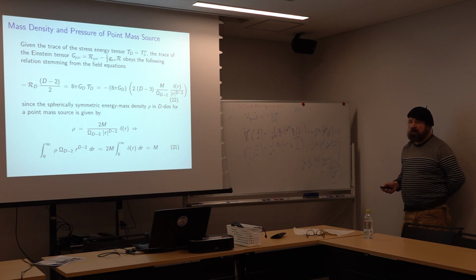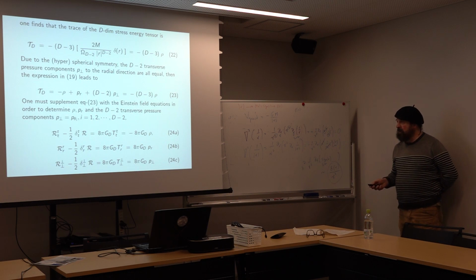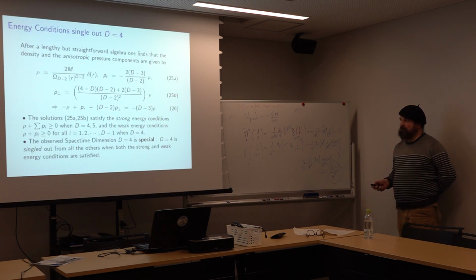Remember, the scalar curvature had a delta function. So at the end of the day, to make sure you did the calculation correctly, you better make sure that the trace of the stress energy tensor is given by this expression. The reason you have a negative sign here is due to the signature.